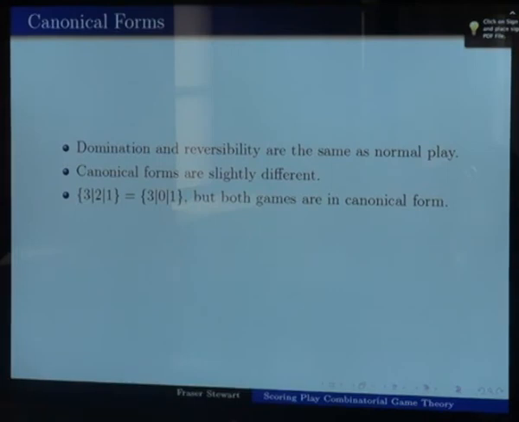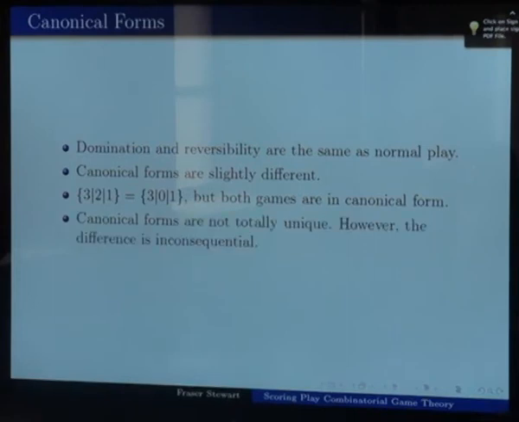As I said before, for normal play games, canonical forms are unique. But for scoring play games, you might have something like this: the game 3/2/1 is equal to the game 3/0/1. Both these games are in canonical form, but you'll notice they're not identical because the GS value is different for both games. So we don't get an exactly unique canonical form. We get something very close to unique, but not quite. But as far as the disjunctive sum is concerned, this difference is basically inconsequential.